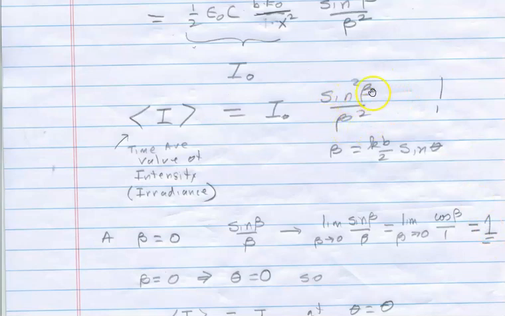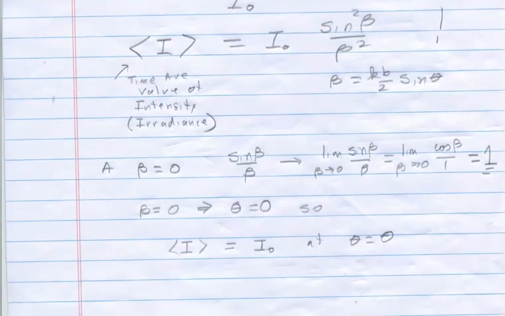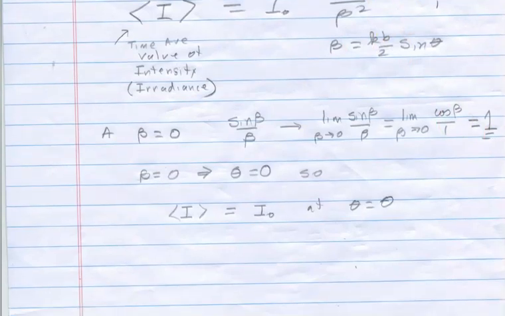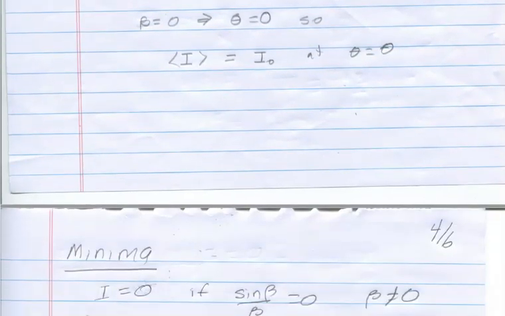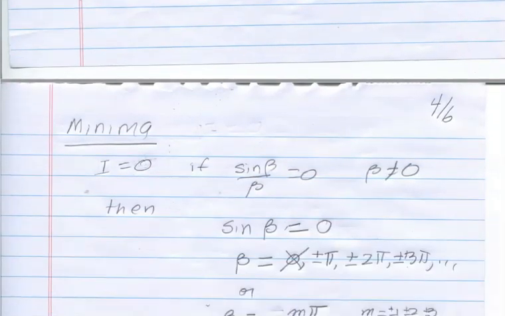So at theta equals 0, this goes to beta equals 0, which goes to 1. And so I naught, and if you look at that, that's the constant that's out front at theta equals 0. In fact, it becomes a maximum, as we'll see. That occurs at theta equals 0. We can look for minima.